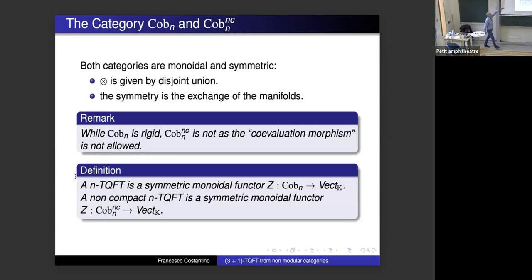So finally, an n-TQFT, what I would call an n-TQFT, is a symmetric monoidal functor from Cob to vector spaces over your favorite field, and we call it compact. Compact because it uses this category, and so everything is accepted. And then we call it non-compact if it's actually a symmetric monoidal functor from this subcategory to vector spaces. Okay. Any questions?